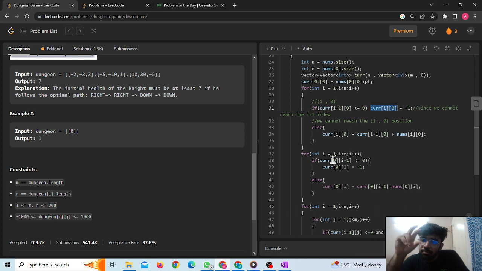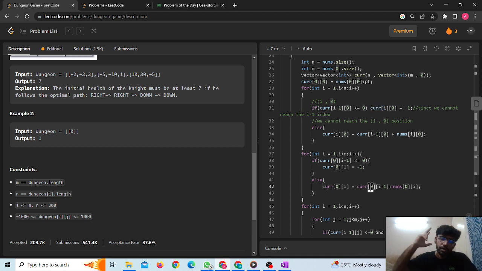If I am standing at this position, how will I be able to reach this position? I need to check if I am able to reach this position or not. In case this is a negative value, we will be storing a -1. Why? Because I am not able to reach its previous value. How can I reach the 0 comma I value? In a similar fashion, if the previous value is a positive value, we can reach this position using these equations.